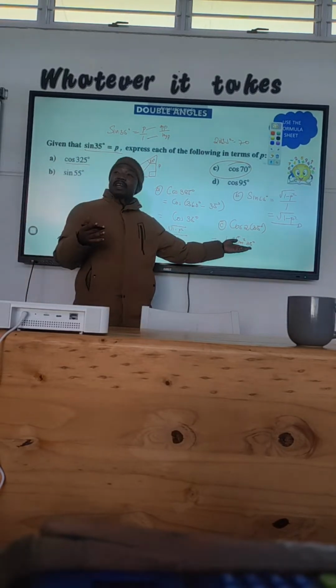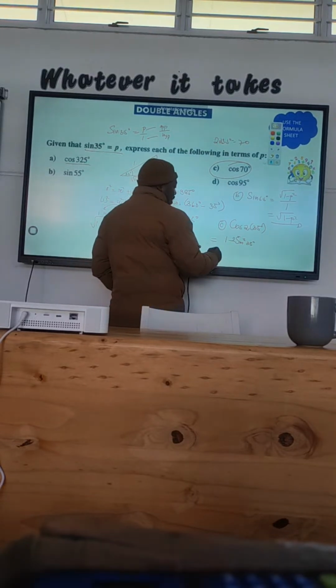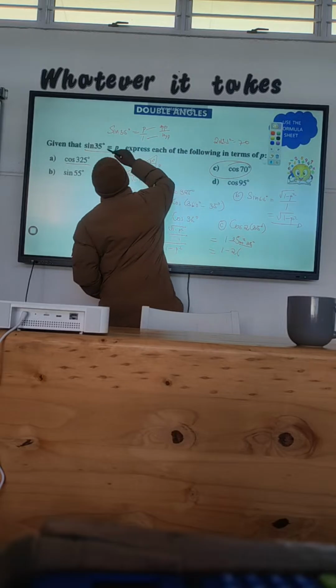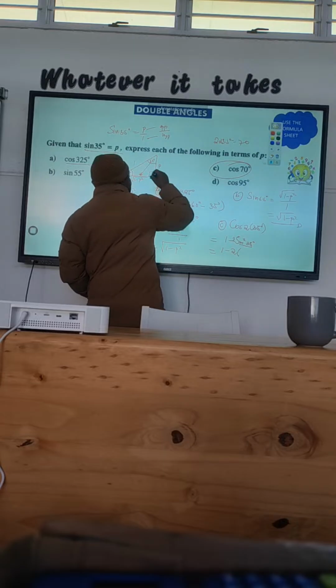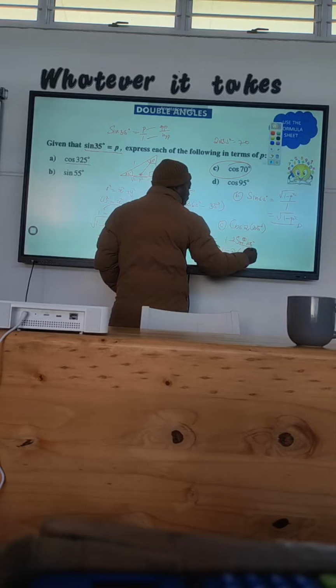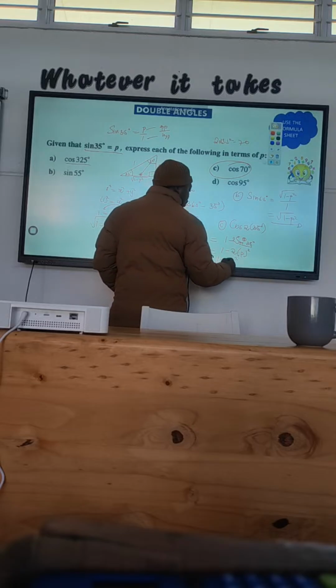This is a double angle, right? Of course. So you have 3 of them, and you can pick any of them. I chose this. And I know that sine 35 is the same as opposite over hypotenuse, which is just p. Because it's squared, I'm going to square it, and then my answer becomes 1 minus 2p squared.